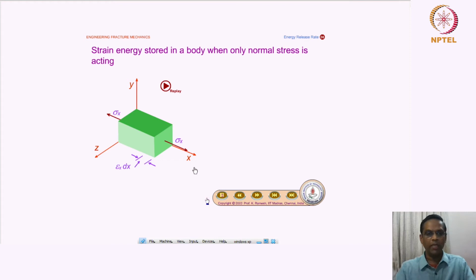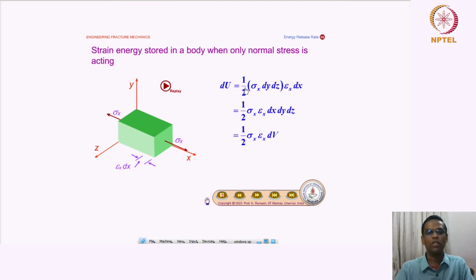So we can look at the strain energy stored in a body when only a normal stress is acting. This is a three-dimensional cube kind of material, which is being pulled in the x direction. So sigma x is a normal stress. And how to write this change in strain energy? It is dU is equal to half, here again it is gradually applied, sigma x is a normal stress, and dy and dz is the area on which this is acting, and this is a displacement. So what you get is half sigma x epsilon x dV.